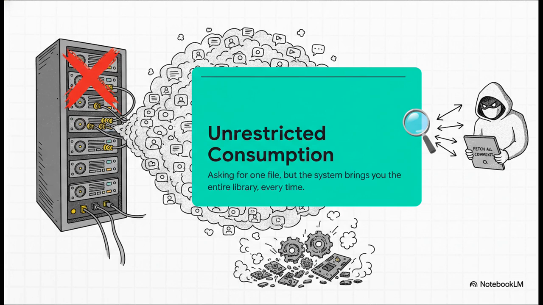Picture an API that lets you pull up user comments. If you don't put any limits on it, an attacker can just ask for all the comments, millions of them, all at once, over and over. This completely overwhelms the server, and it either grinds to a halt or just crashes for everybody. That's a classic denial of service attack.